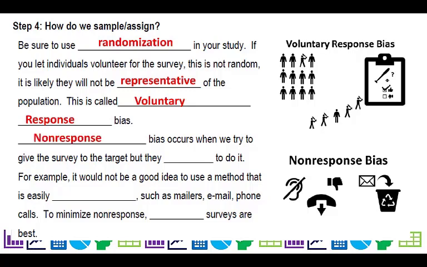And non-response bias, which is different, occurs when we try to give the survey to the target, but they refuse to do it. It would not be a good idea to use a method that is easily ignored, such as mailers, email, phone calls. To minimize non-response, you would prefer to do in-person surveys. So one of my favorite ways to do surveys is to go to the cafeteria and give them the survey. So it's very hard for them to throw it away, although that can still happen. Most surveys will suffer from non-response bias, but we try to minimize that.